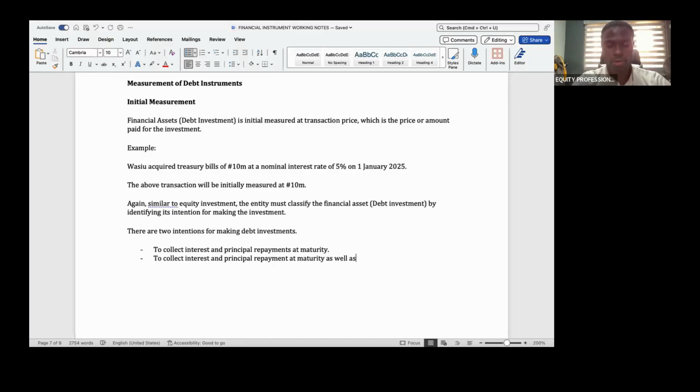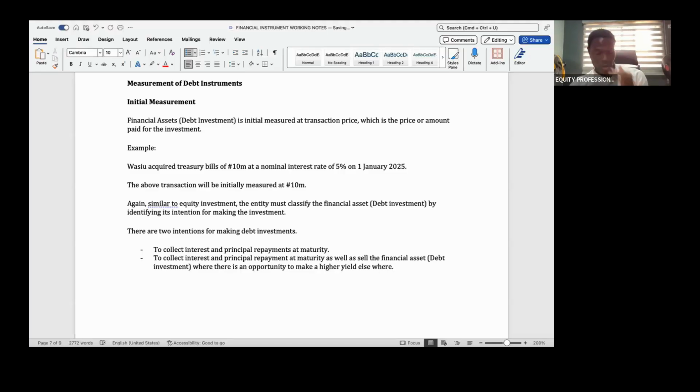Okay. So the second intention is that since collecting interest and principal is constant, in addition to that, it could be to sell as well, to sell the debt investment, the financial assets in brackets, debt investment, where there is an opportunity to make a higher yield elsewhere.